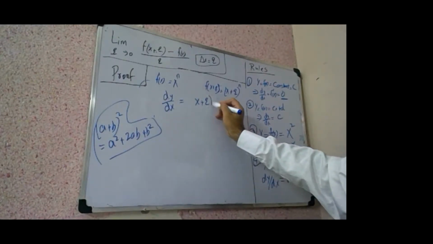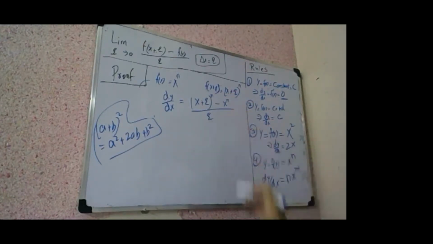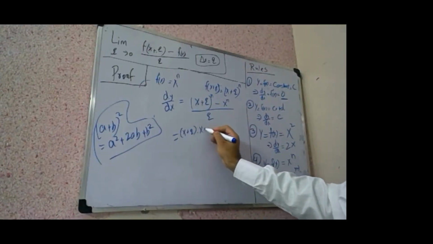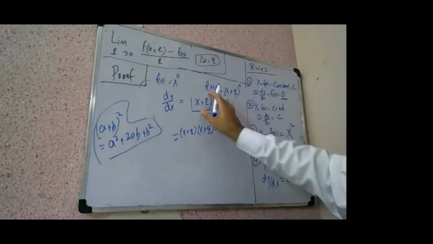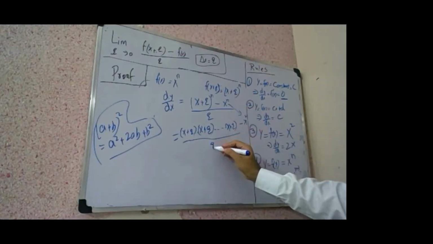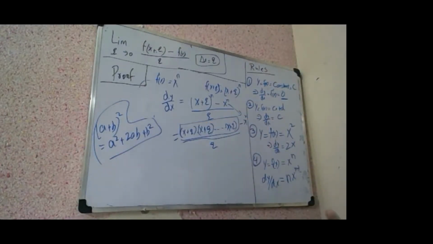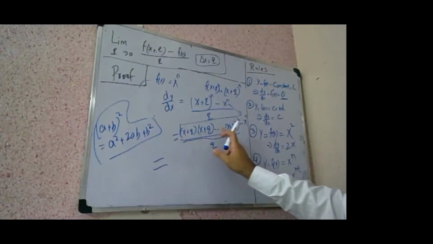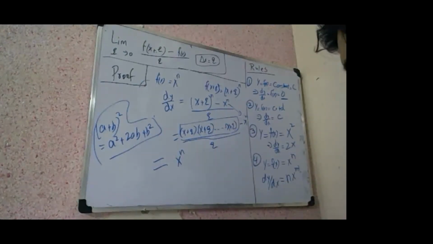(x plus epsilon) power n minus x power n, upon epsilon. So can I write this function as (x plus epsilon) times (x plus epsilon), and so on n times, (x plus epsilon), right? So they are almost n times (x plus epsilon), and then minus x power n as it is, upon epsilon. Now, how to solve this one inside? Simple. Look, this x is multiplying with x. How many times? n times. So I can write x power n, one function.